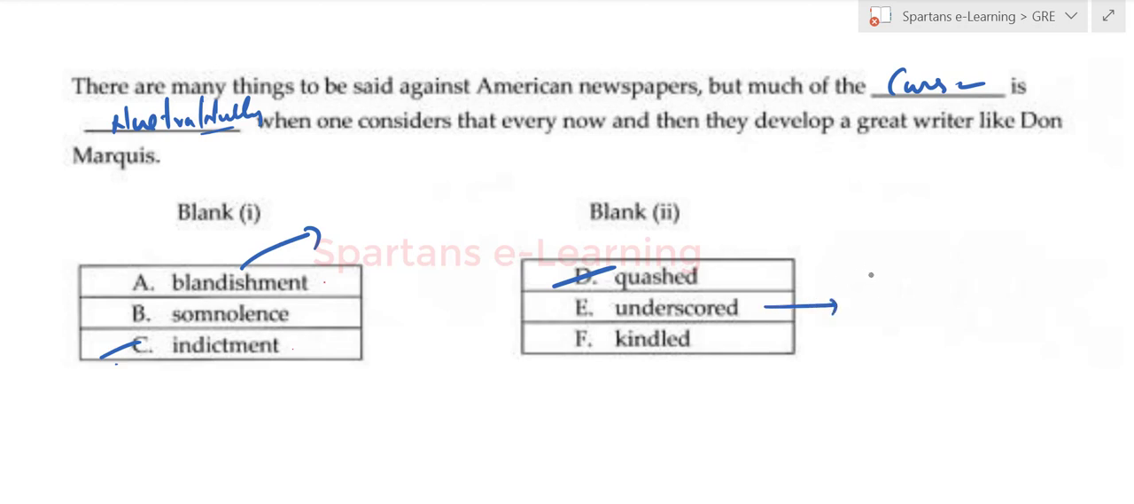Underscored means to emphasize. Actually, the opposite of underscore is underplay. So if you underplay something, you make it seem very less important. That is the meaning of underplay, whereas underscore means to emphasize something. So underplay and underscore are antonyms to each other. Kindle means to excite someone or to make someone hopeful, right? We kindle inspiration. Example, I can say reading the stories of national fighters kindles national spirit, right? Now, so we are done with this question. So let's look at the other question.